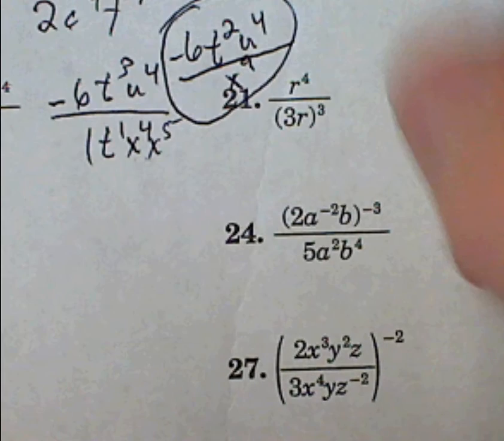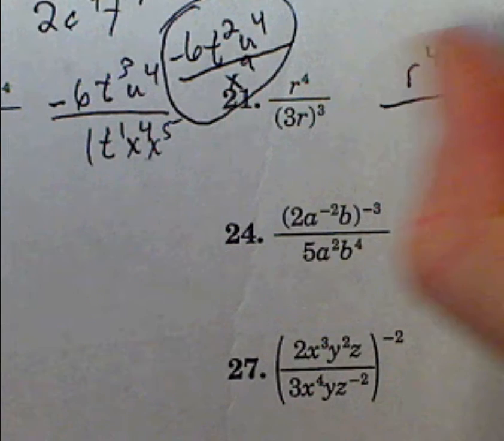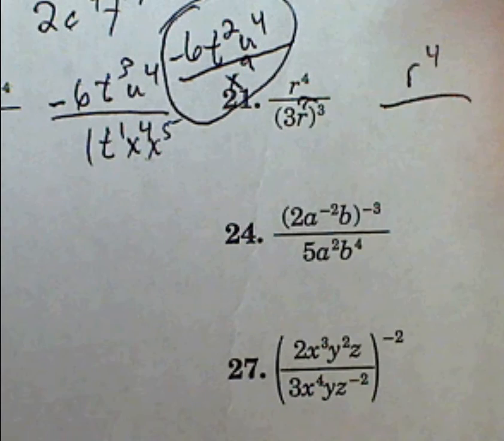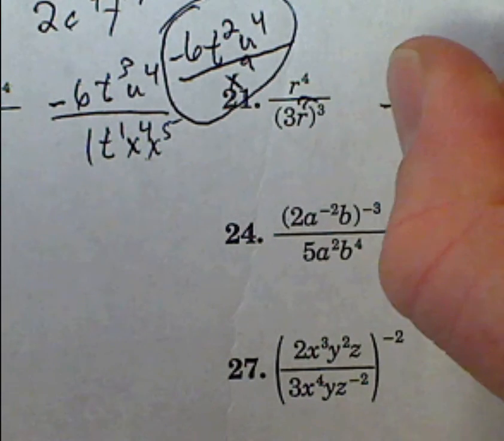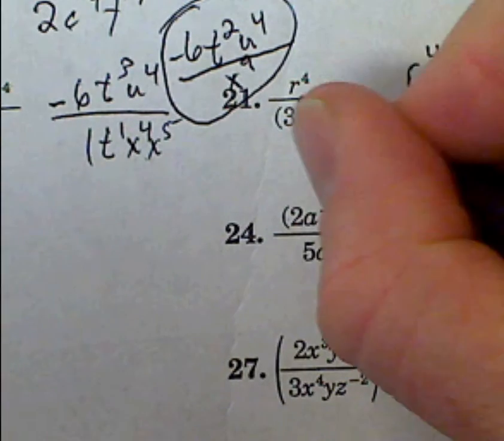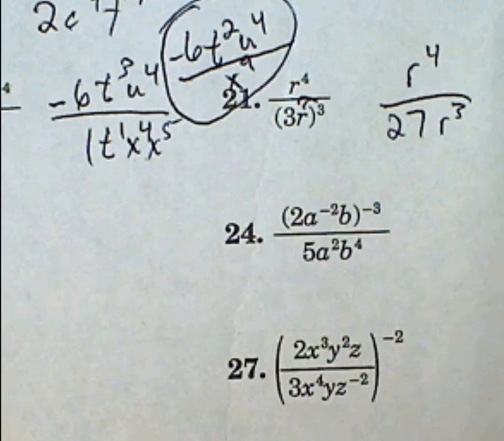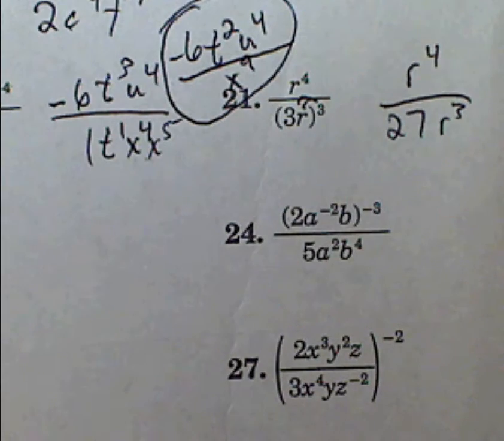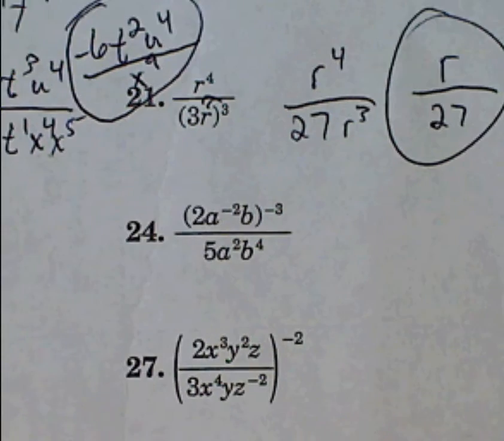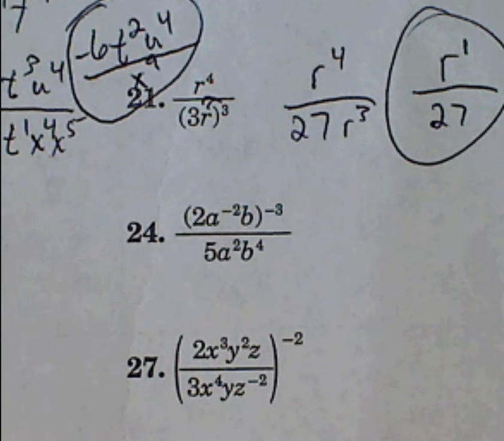Number 21, R to the 4. I'm going to go ahead and distribute the 3, so 3 times 3 times 3 is 27. R to the 3rd. 4 minus 3 becomes 1, and it stays on top. So it's R to the 1 over 27.